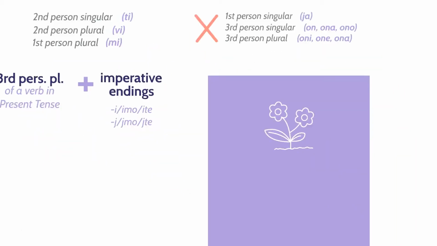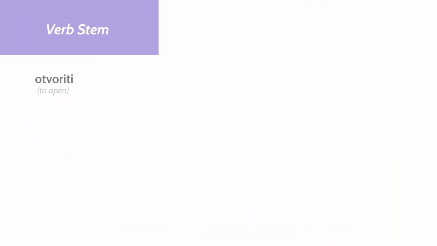Let's learn by example. Take the verb otvoriti, which means to open. What is the present tense third person plural of otvoriti? If this is a challenge for you, then I highly recommend you revisit the lessons related to forming the present tense in all verb types. If you are ready to move on, let's continue. The present tense third person plural of otvoriti is otvore, as in oni otvore, they open.